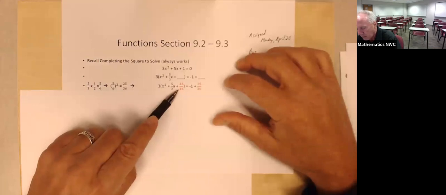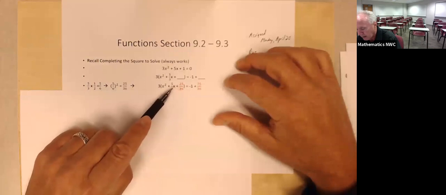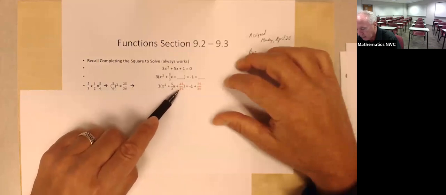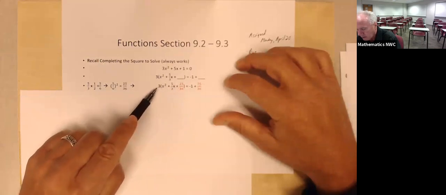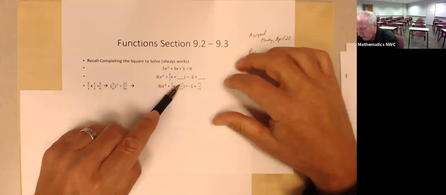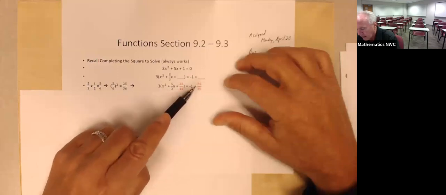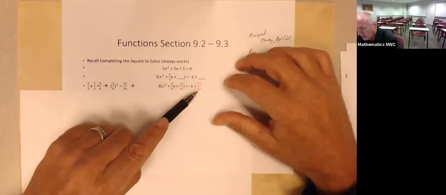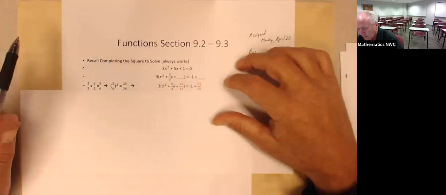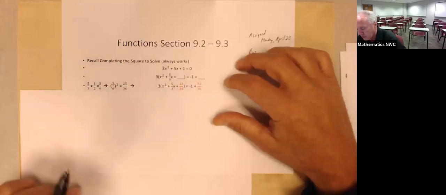That's the number that I am going to add in here to make it a perfect square. I completed the square by adding that number. But when I add that number, it really is this number times 3. 3 times 25 actually gives you 75/36. So that would be the number that I need to add on the right side to keep my equation true.